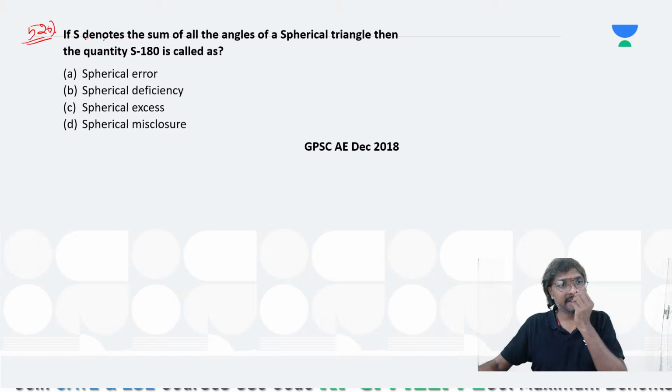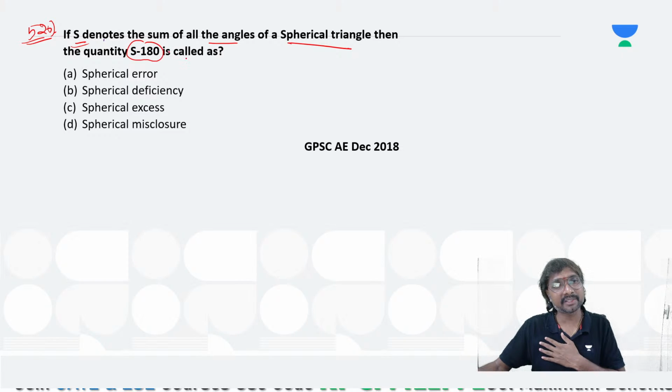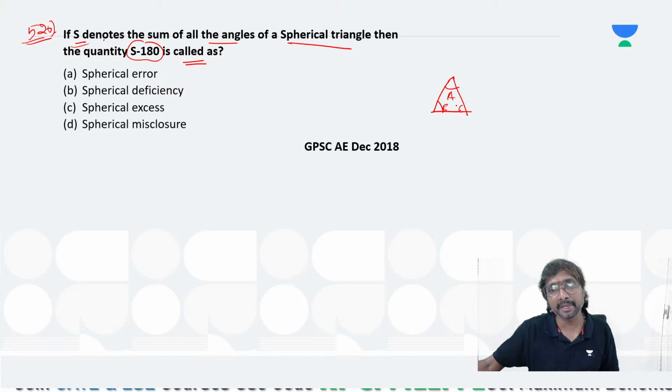If S denotes the sum of all the angles of a spherical triangle, then the quantity S minus 180 is called what? Generally, if you are considering a linear triangle A, B, C, the sum of the angles will be 180, that is A plus B plus C is equal to 180 degrees.